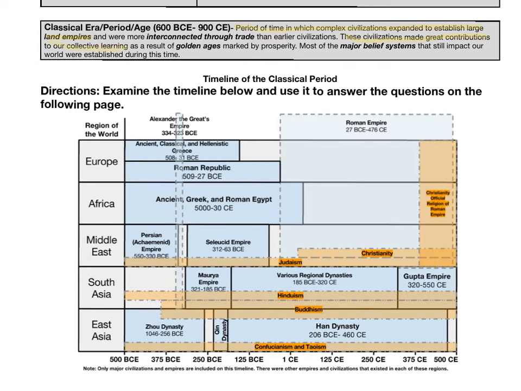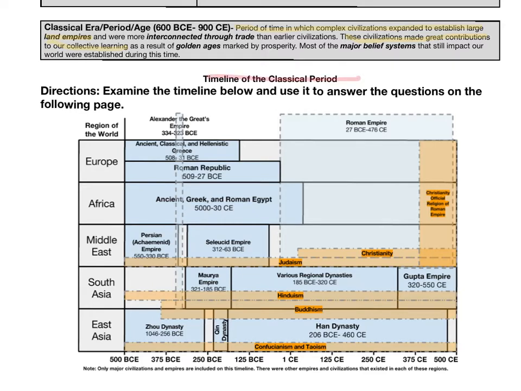Most of the major belief systems that still impact our world were established during this time. Our directions at the top of the timeline are telling us to examine the timeline below and use it to answer the questions on the following page. So our title says Timeline of the Classical Period.